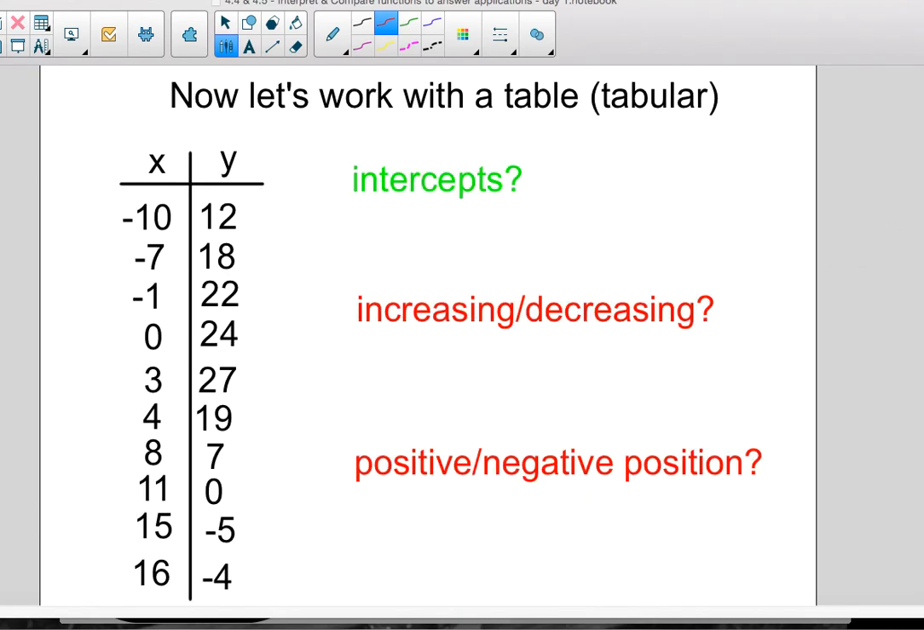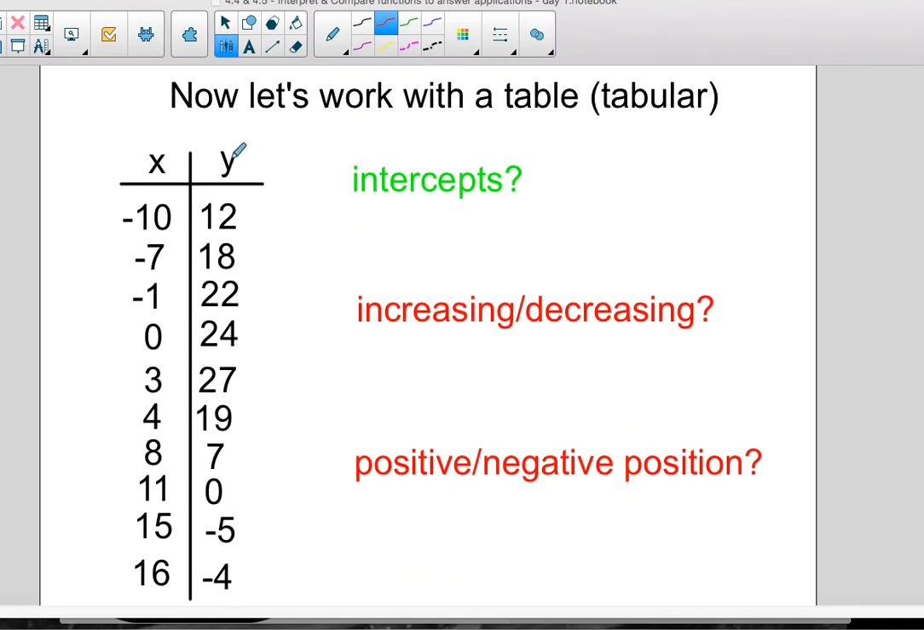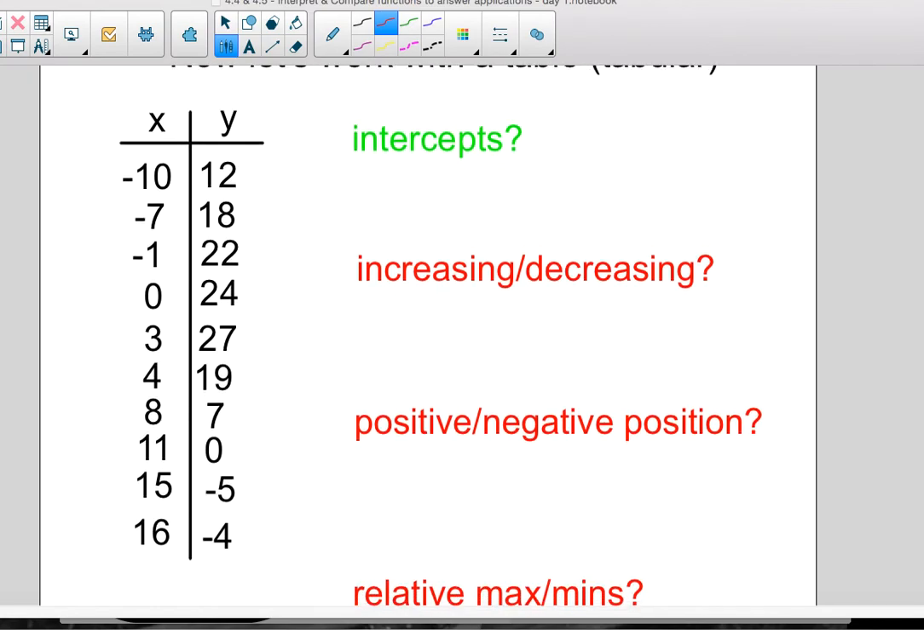All right, so the other thing for today's lesson is we're going to describe some things about graphs: where it's increasing, where it's decreasing, where there's positive position, where there's negative position, and all the other things we've done before, intercepts, and things like that. So with tables, we're a little bit restricted because we don't have a perfect picture of what's going on. We don't have an equation to work with. We don't have a graph to work with. So you kind of have to be able to dissect the table.